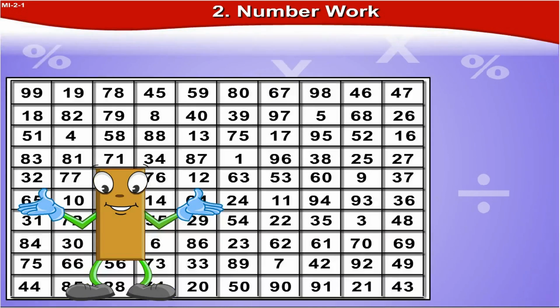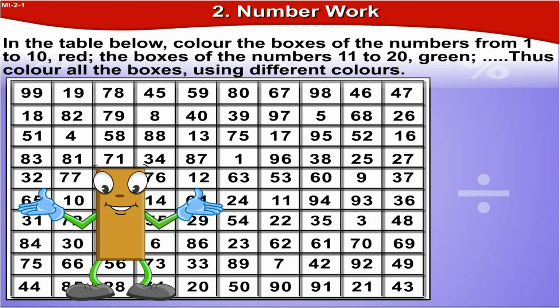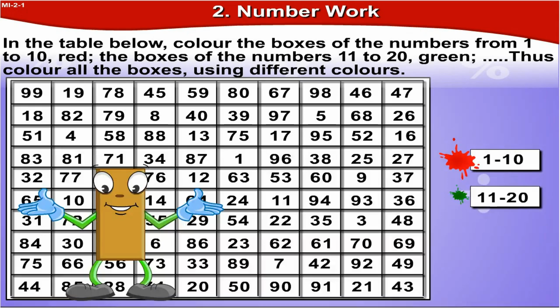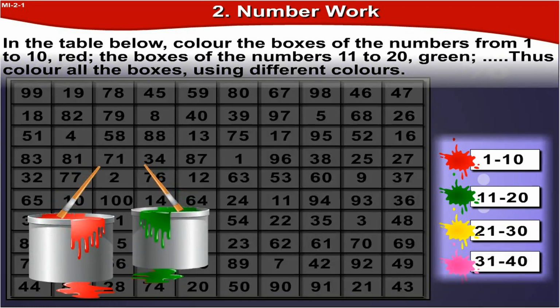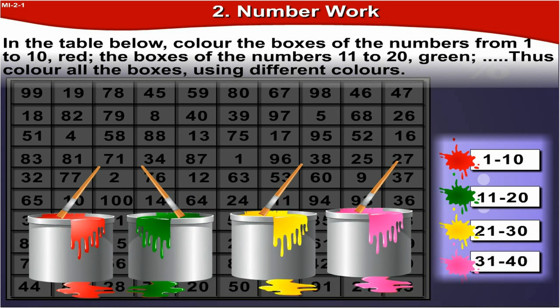Number work. In the table below, color the boxes of the numbers from 1 to 10 red, the boxes of numbers 11 to 20 green, and so on. Thus color all the boxes using different colors. Now children, you have learned the numbers from 1 to 100. Let us revise them in a colorful manner.